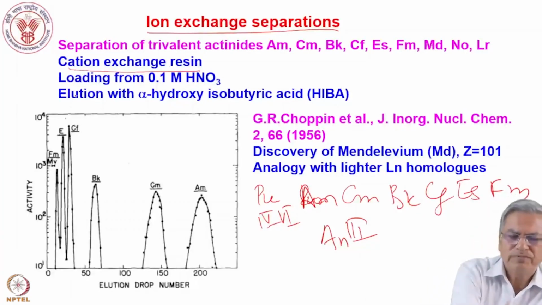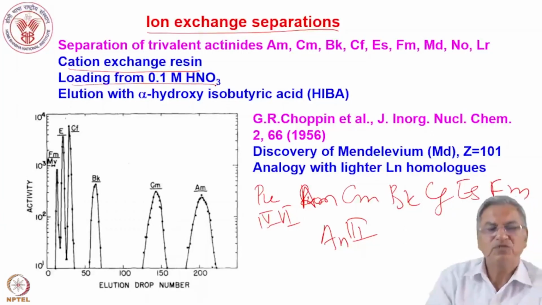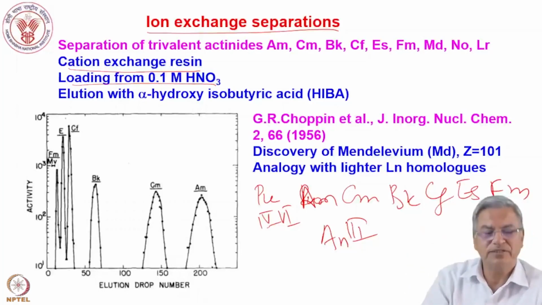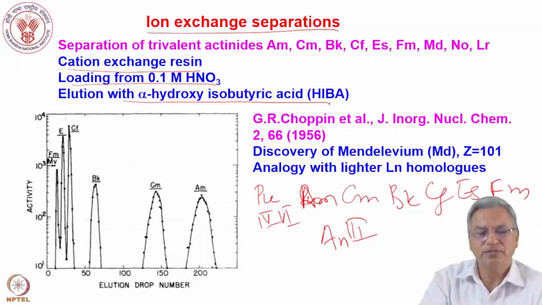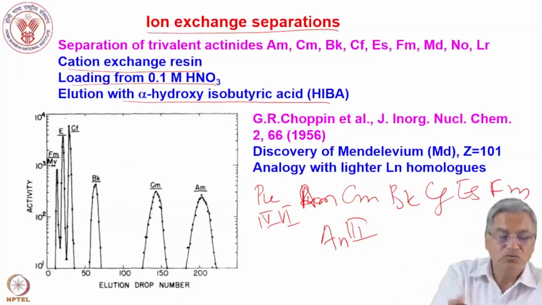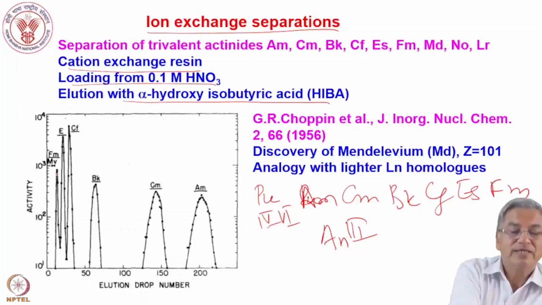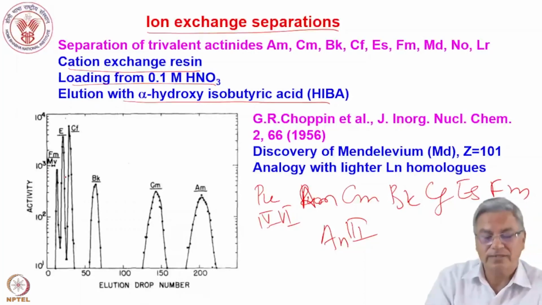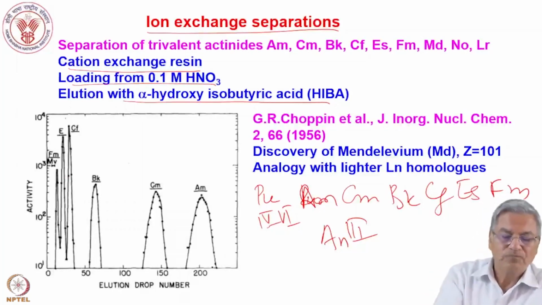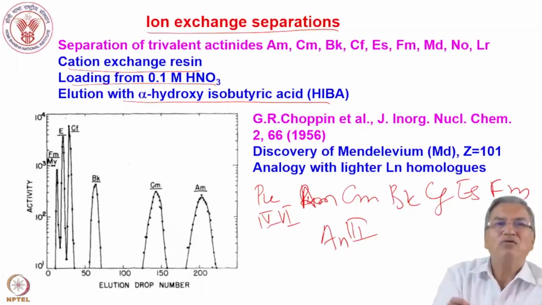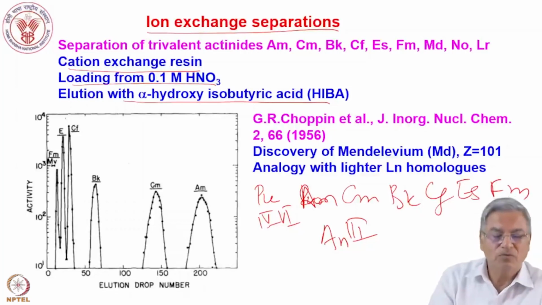You can load the solution of cations from a dilute acid onto a Dowex 50x4 cation exchange resin, and then elute with alpha-hydroxyisobutyric acid, which I explained some time back. One by one, the heavier lanthanides come first, followed by the lighter lanthanides. Similarly, these actinides also follow the same trend as the lanthanides. So the different lanthanide and actinide ions can be seen in the profile of the radiotracers of the different elements.